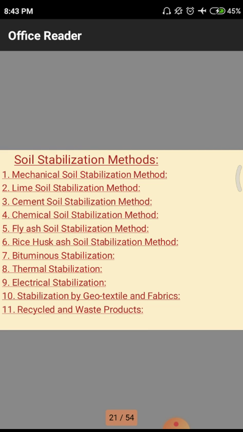Next one is the chemical soil stabilization. Here we have to use different quantities of chemicals. That means some soils have a pure unbonding tendency. In those cases we have to use these chemicals, so that they directly give bonding of particles. Due to this bonding of particles, they will not allow entrainment of water. Next one, fly ash soil stabilization. In this, we have to mix fly ash with the soil. After that, rice husk ash soil stabilization.